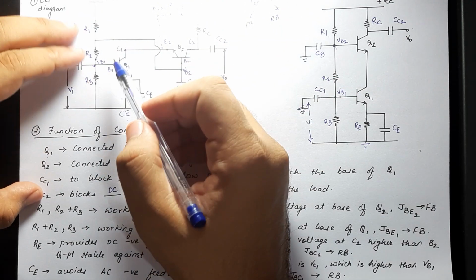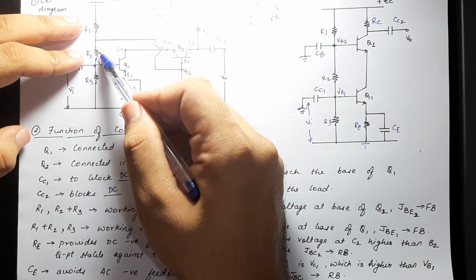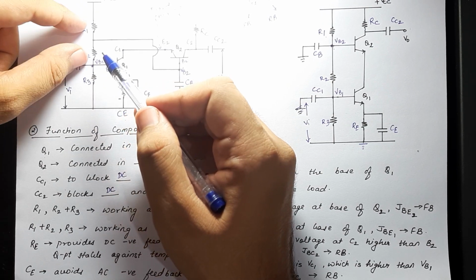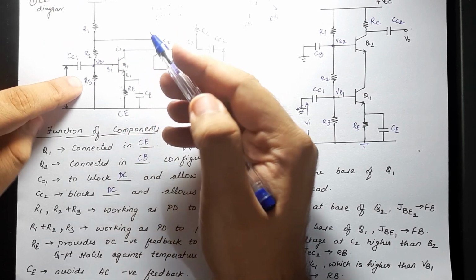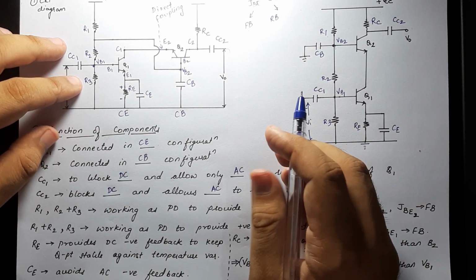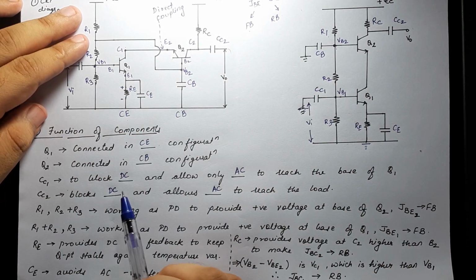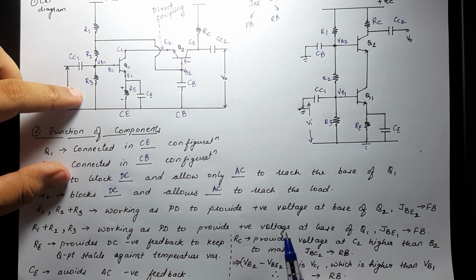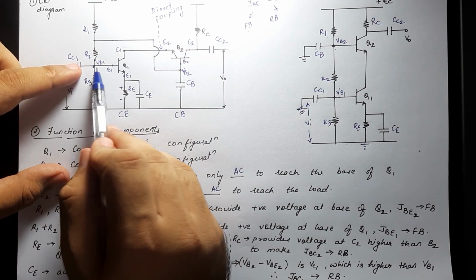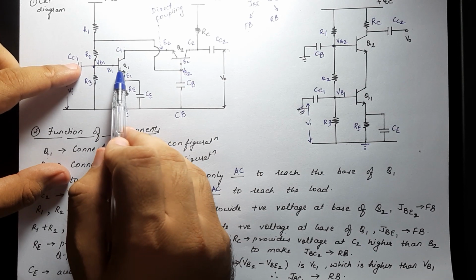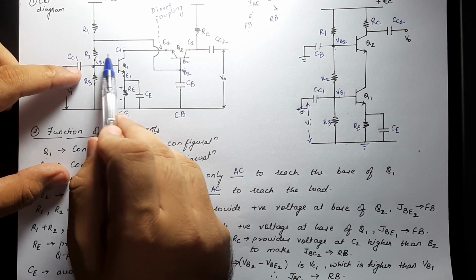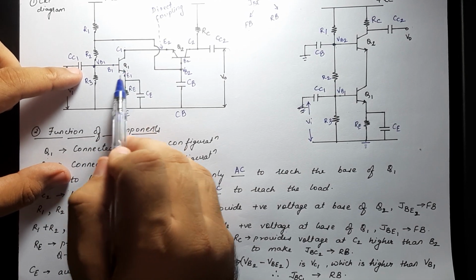Similarly, I have the combination of R1 plus R2 with R3. This is one resistor, both of them form a single resistor, and this one is already a single resistor. Now R1 plus R2 and R3 work as a potential divider to provide positive voltage at the base of the first transistor, that is Q1. Hence the junction JBE1 over here acts as forward biased.